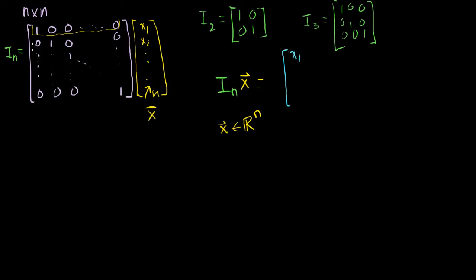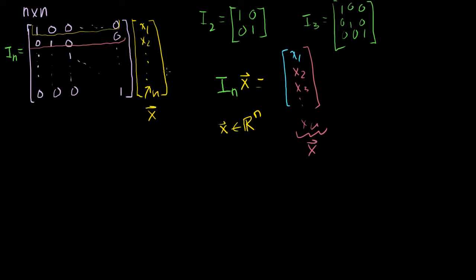And then the next entry is going to be this row, or you could view it as the transpose of this row, dotted with that column. So 0 times x1 plus 1 times x2 plus 0 times everything else. The only non-zero term is 1 times x2, so you get an x2 there. And then you keep doing that. You're going to get an x3, because the only non-zero term here is the third one. And you're going to go all the way down until you get an xn. But what is this thing equal to? This is just equal to x.